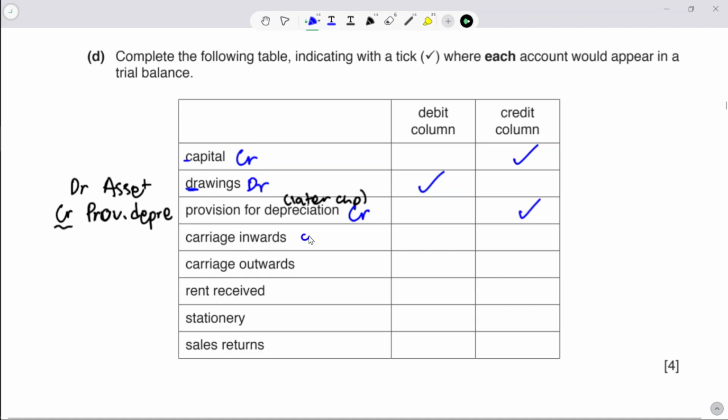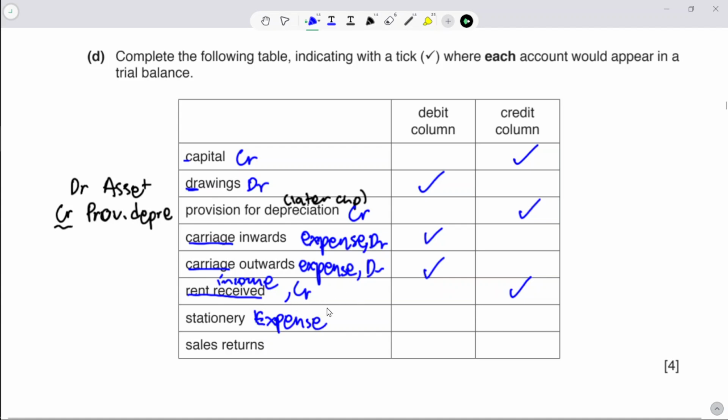Carriage is an expense, so it's debit. Carriage also an expense, so it's debit. Rent received, actually this one is rent income, so we credit. Stationery is actually an expense. This one will be in a later chapter, so it's debit.